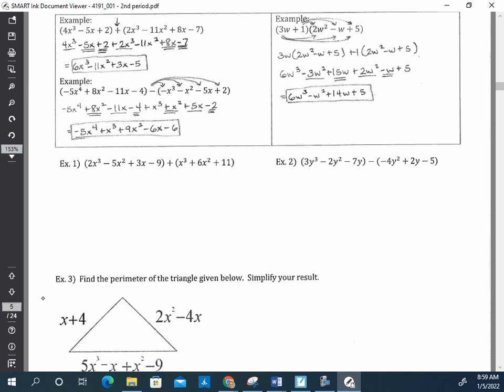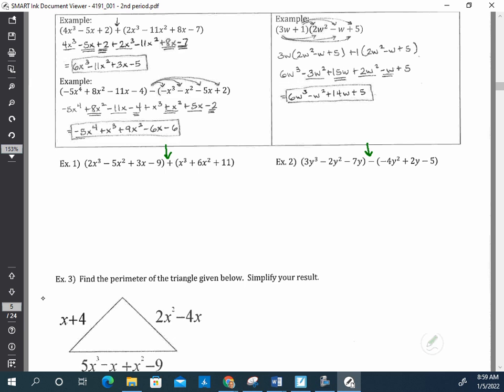The main problem most people run into with examples 1 and 2 is that they confuse them as multiplication problems. These are not multiplication problems. Why? You have a plus sign in between, and you have a minus sign in between. In order for it to be multiplication, you have to have one parentheses directly next to another. No sign in the middle. So example 1 is an adding problem.